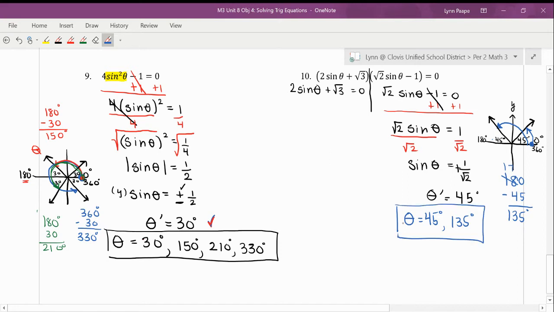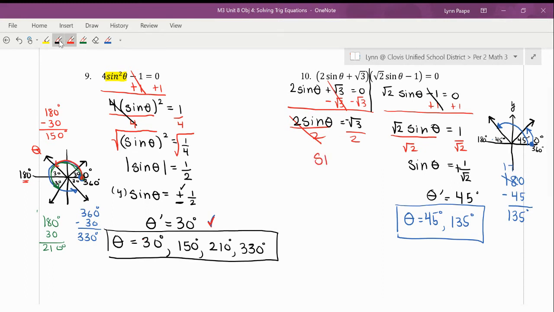Okay. All right. And then for question number 10, so I want to solve this one here. And so I would isolate the trig ratio. And this one I'm not going to solve all the way. We're just going to do part way. And then you can solve it on your own. And then divide by 2. So I will let you find theta prime because we've already done a root 3 over 2.